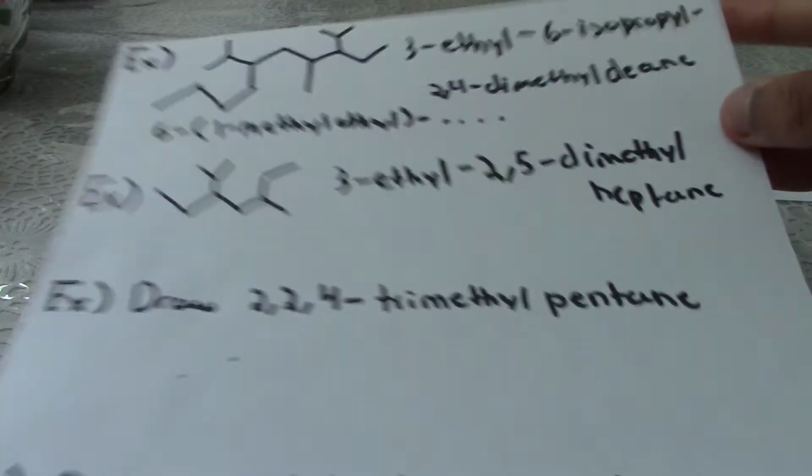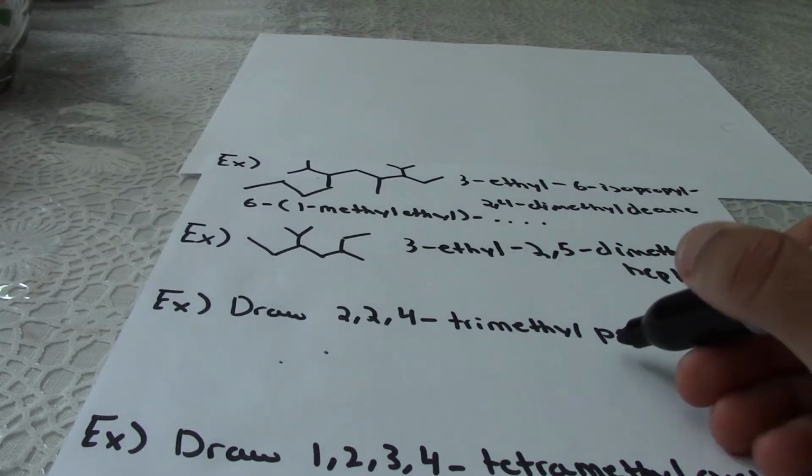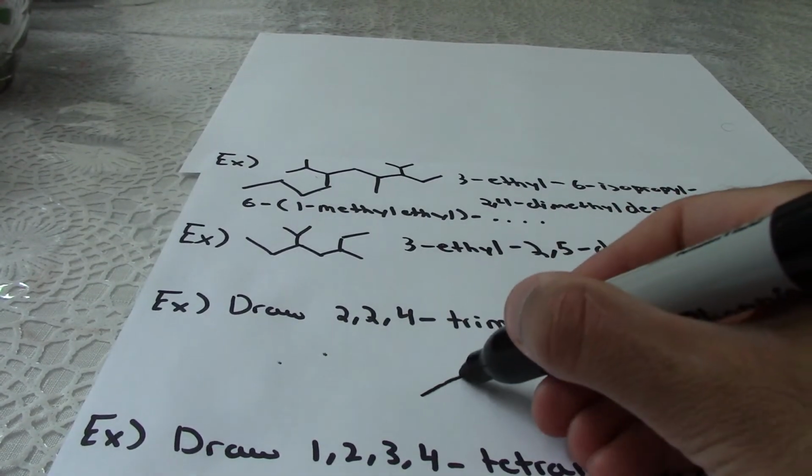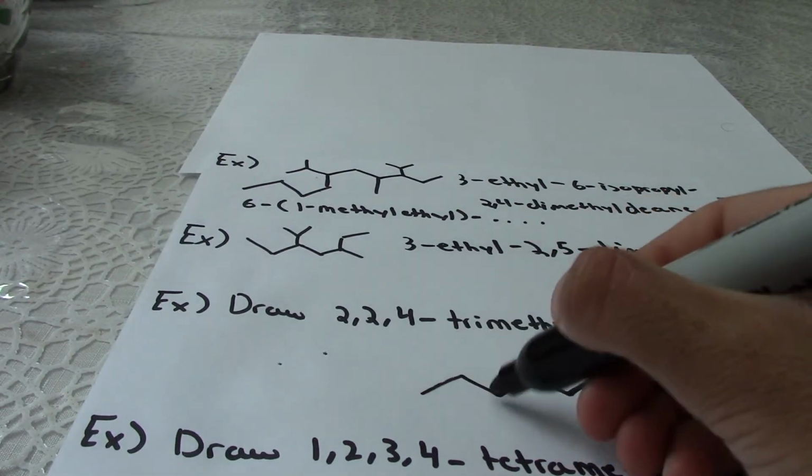Now, what if we were asked to reverse the order? Sometimes instead of just naming the structure given to you, you're expected to draw it from the name given to you. How I like to approach these problems is to start off with my parent chain. I notice this is a pentane, so it's going to be 1, 2, 3, 4, 5 carbons long.